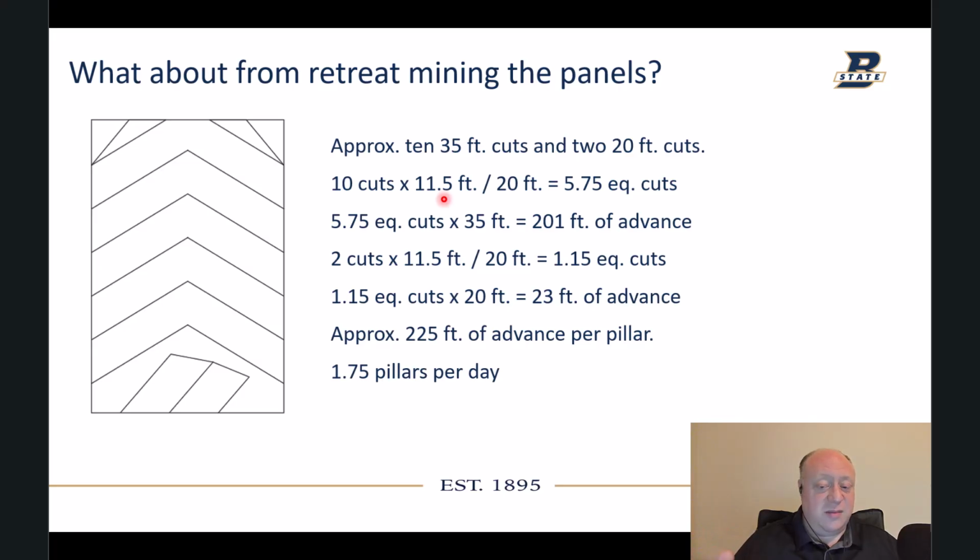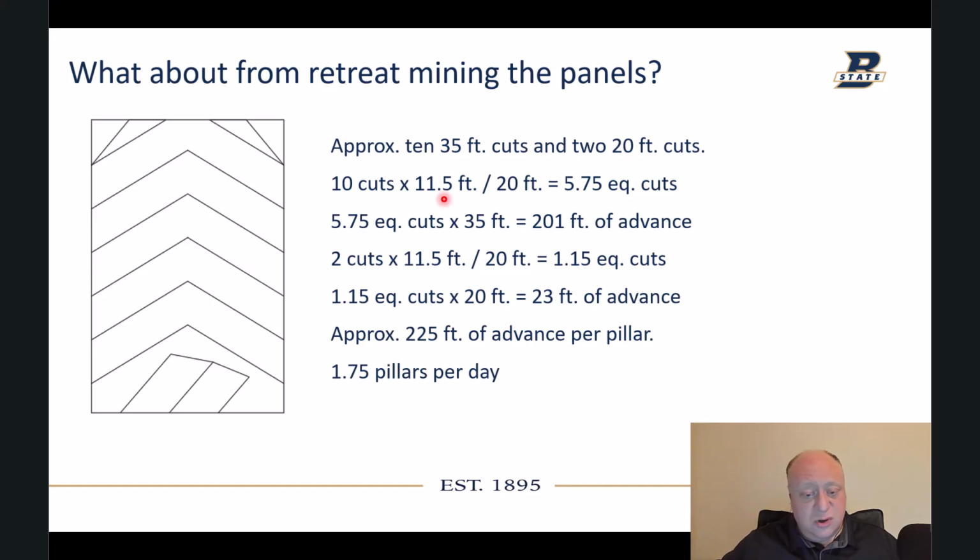We divide that by 20, we get the equivalent of 5 3/4 equivalent cuts. When we multiply that by 35 feet, we get 201 feet of advance. When we do the same calculation for the two 20-foot cuts, we get an additional 23 feet of advance. So that's approximately 225 feet of advance per pillar. That's not unreasonable. 1.75 pillars per day might be just slightly fast.